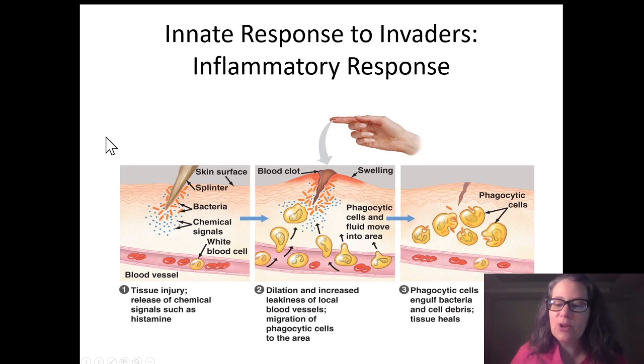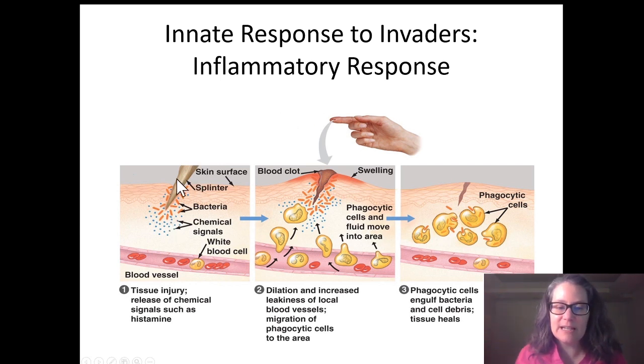If we put those two lines together, the first line, your external innate defense, and the second line, your internal innate defense, then typically when these lines are breached, we have something called the inflammatory response. So if you go to the doctor and they say, oh, this is inflamed or whatever, they're talking about this inflammatory response. So how does this response work inside of your body?